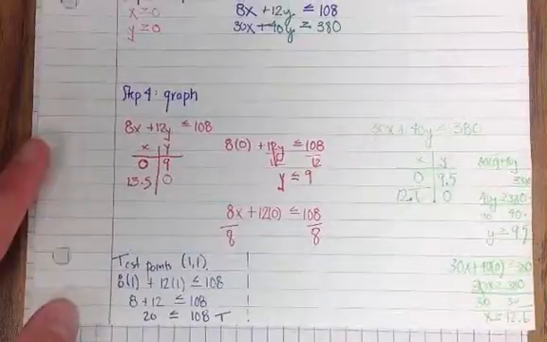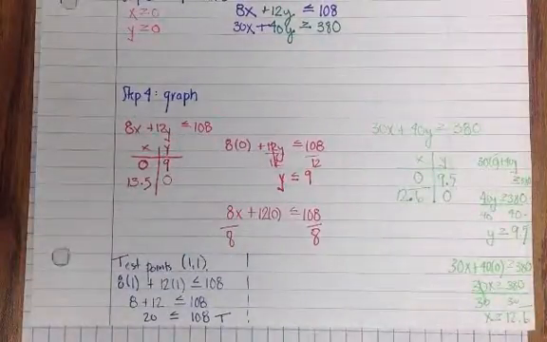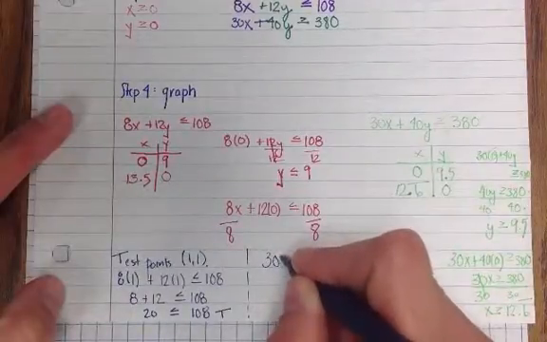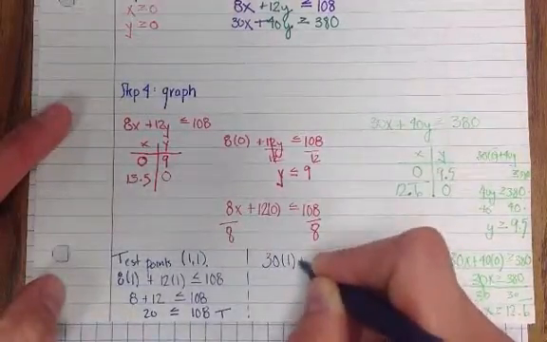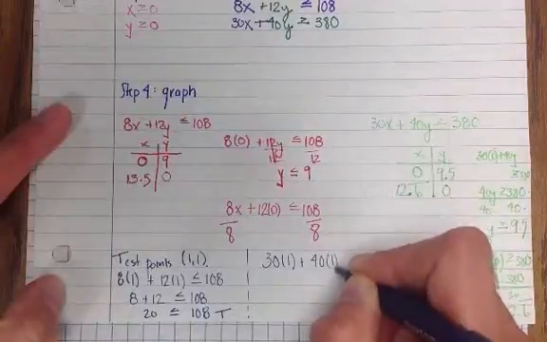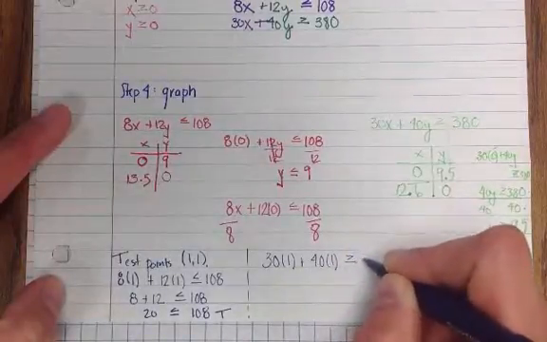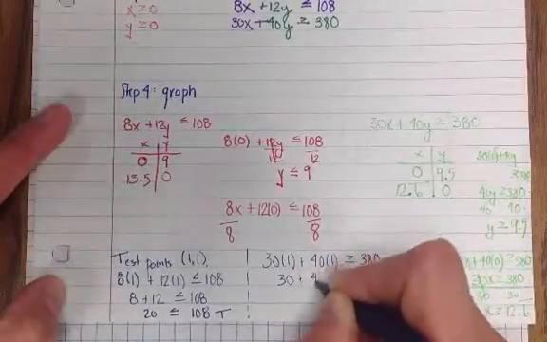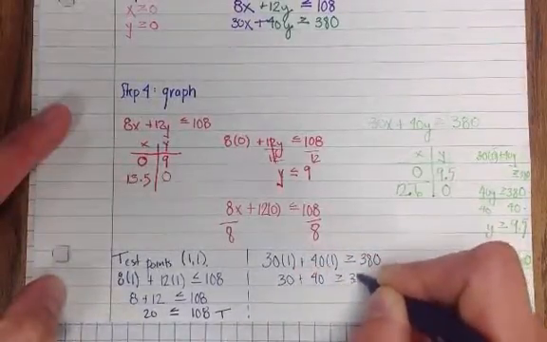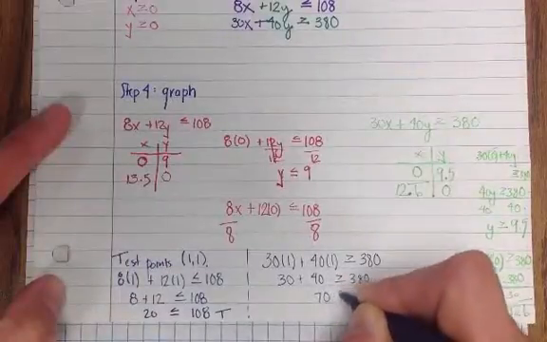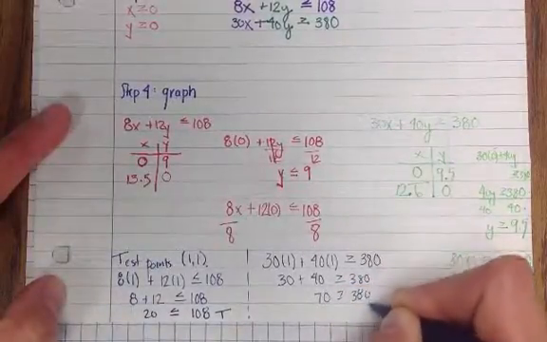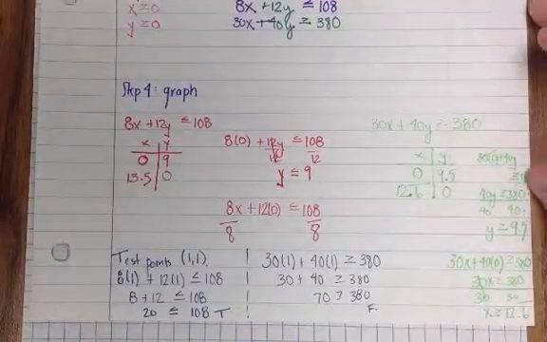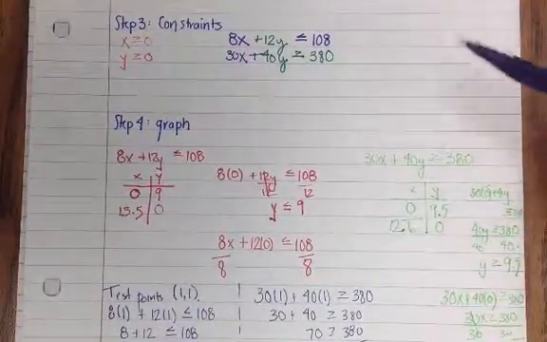Now let's see what's happening here. Our next constraint is 30x, so 30 times 1, plus 40 times 1, and we're saying that was greater than or equal to 380. So 30 plus 40, is that greater than 380? Is 70 greater than 380? That would be a false statement. So now we need to reevaluate. Did we have the correct inequality there?